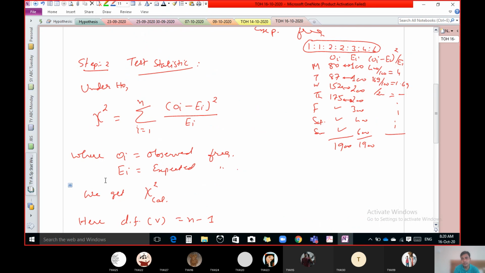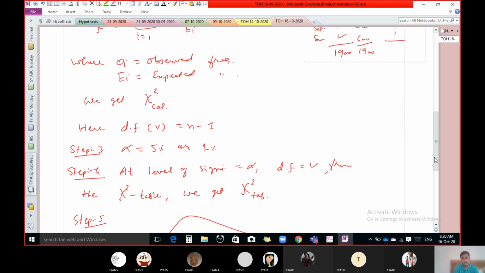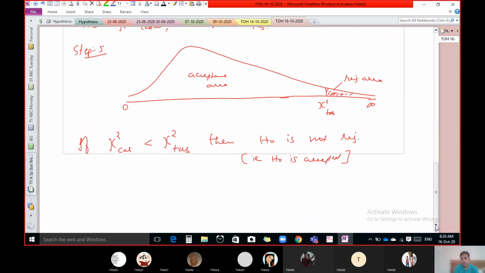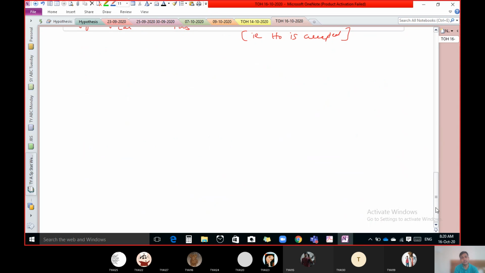How to calculate? The same way, OI minus EI. So first of all we have to find out OI, then EI. See, OI is normally given in the example. EI we have to calculate by using given condition, and then after we have to calculate this chi-square cal, OI minus EI the whole square upon EI, and then we get the answer. So this is the way to solve this type of question.